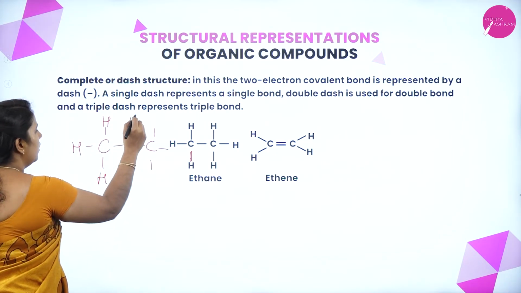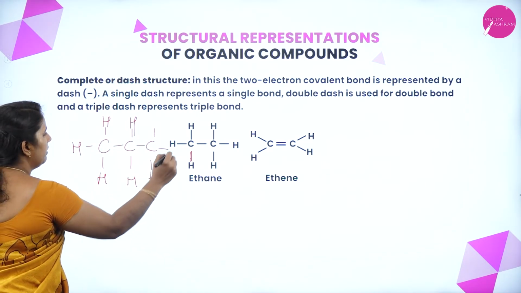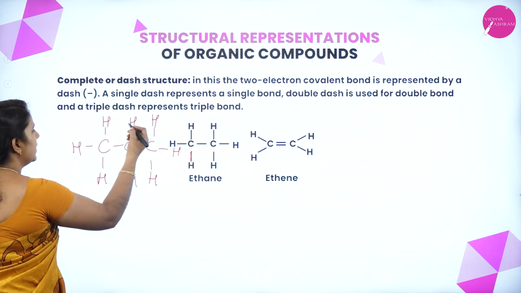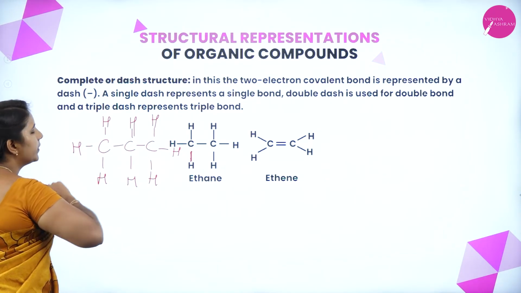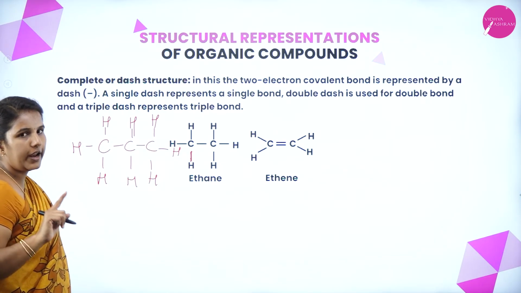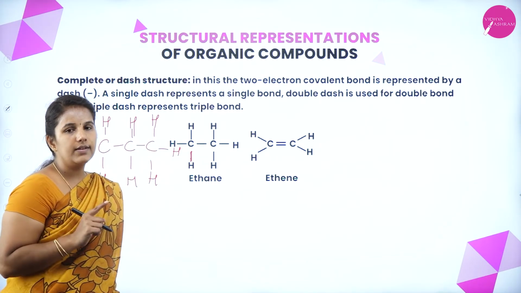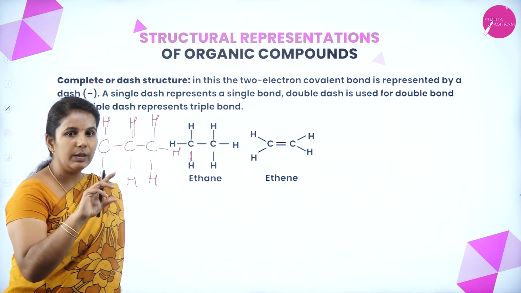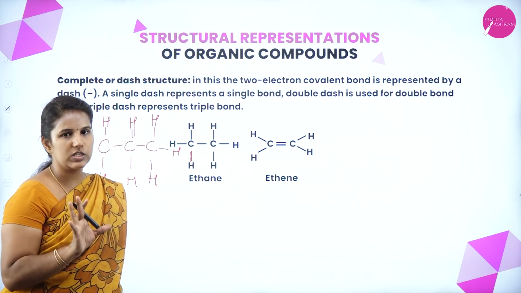4 valence electrons. Thereby, you are going to join the electrons which have been shared by the carbon and hydrogen with a dash. This form of writing is also one of the types which is called dash structure. You are going to draw a line between the 2 electrons which have been shared.